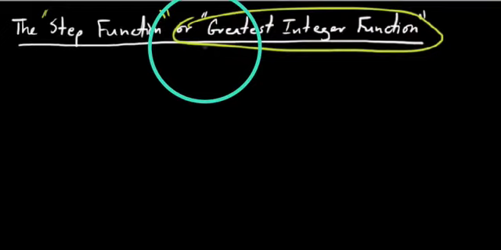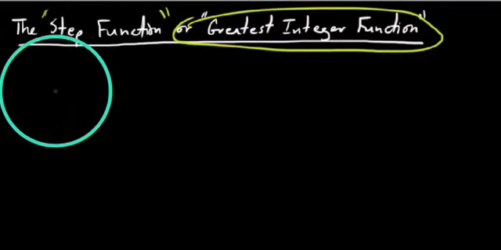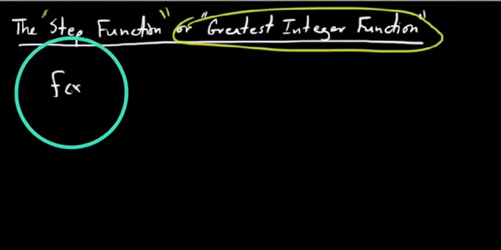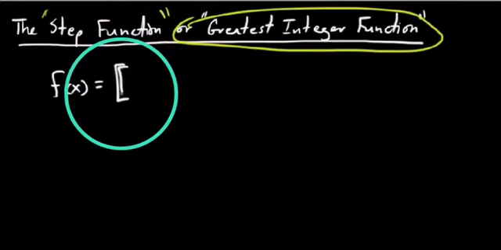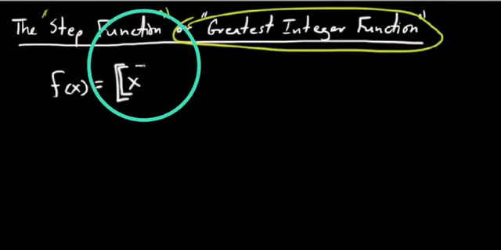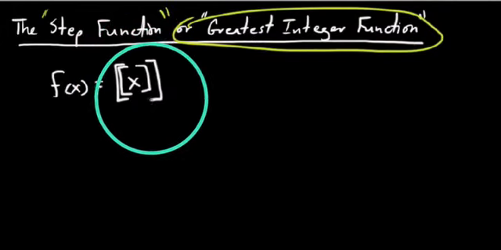So let's go ahead and start with the notation. We're not going to start with the graph this time. We're going to talk about notation. We say our function, we'll call it f of x, of course. I'm going to draw in this double bracket around our x. f of x is equal to this.